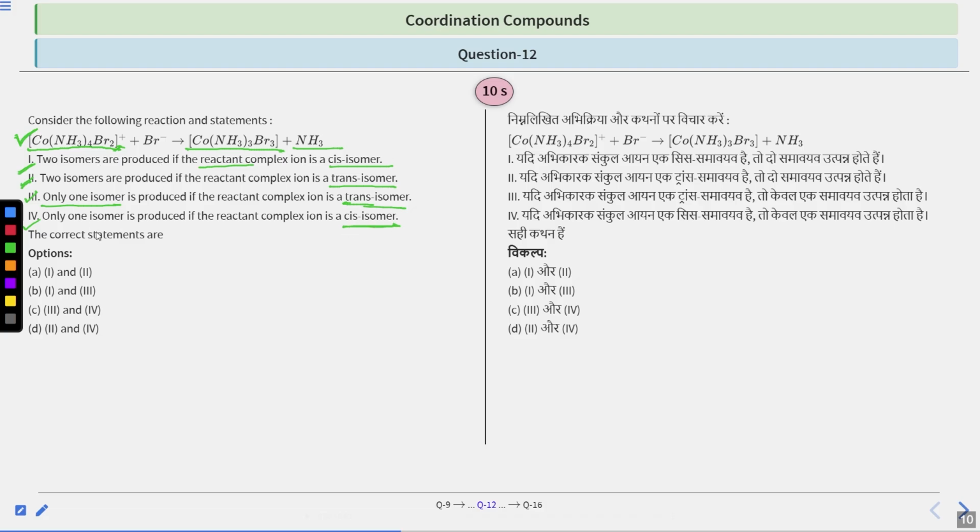So we have been given these 4 statements on the basis of the given reaction. We have to find out which statements are correct. Options are first and second, first and third, third and fourth, or second and fourth. So choose the correct statement from the options. You have 10 seconds to solve this question. After that, we will see the answer.